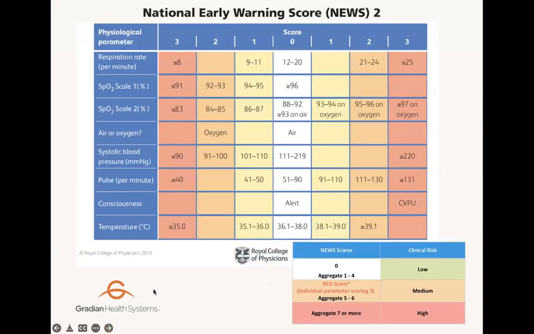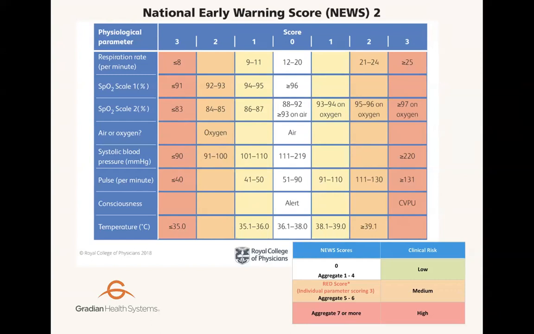This is one of the early warning scores, the National Early Warning Score, NEWS 2. It is commonly used these days all over the United Kingdom and is endorsed by the Royal College of Physicians. There are physiological parameters scored from 0 to 3: respiratory rate, oxygen saturation, whether the patient is on air or oxygen, systolic blood pressure, pulse, consciousness, and temperature. We monitor these common parameters and score them, and if the aggregate score is between 1 and 2, then there is very low clinical risk, and the patient can be managed at ward level.